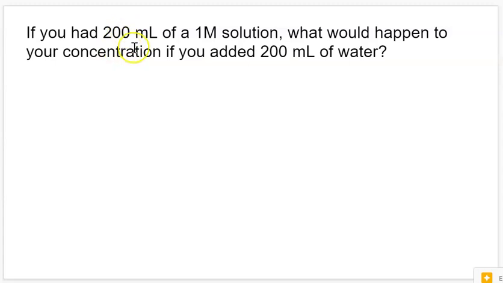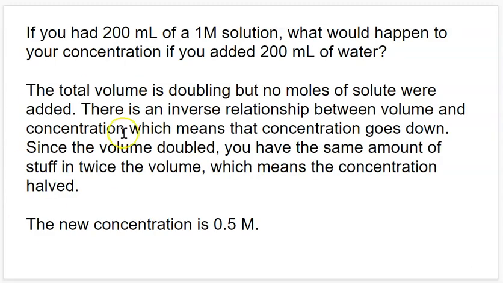If I had a 200 milliliter of a 1 molar solution, what would happen to the concentration if I added another 200 milliliters of water? So in this case, we're not changing the amount of solute that's there, but we are doubling the volume of the solution. So we discussed earlier that there is an inverse relationship between the molarity of a solution and the solution's volume, especially if we're doing a situation where we're keeping the moles of solute steady. We're not adding any more moles of solute in this case. So if we think about it logically, the total volume is doubling, but no moles of solute are added.